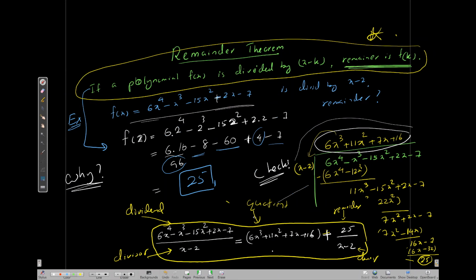Okay guys, I think you understood why this theorem is true, and using this you can avoid dividing the polynomial in cases where you only need to find the remainder. But when you actually need to divide, yes, you have to divide it.